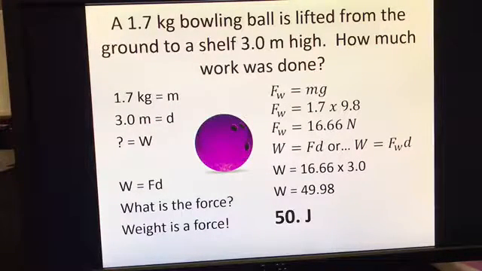There you go. Significant figures, just 2. Your 49.98 rounds to 50. With the decimal point, emphasizing that's 2 significant figures, that 0 is significant. Joules for work.